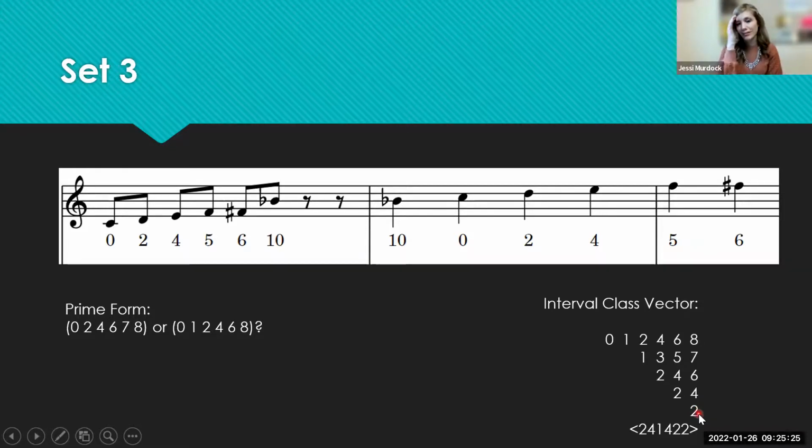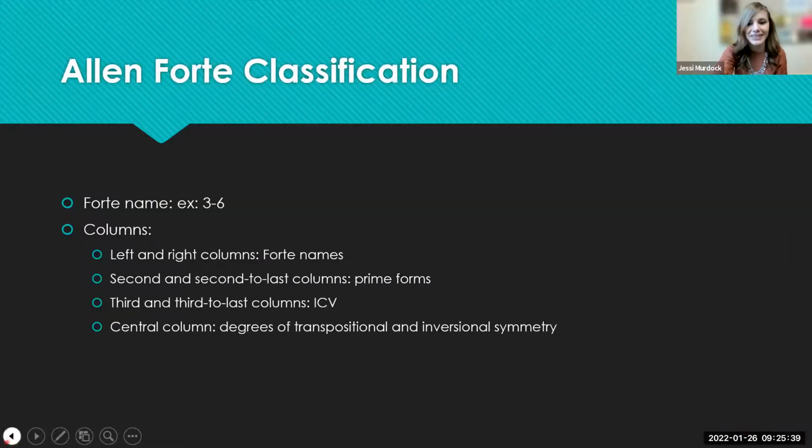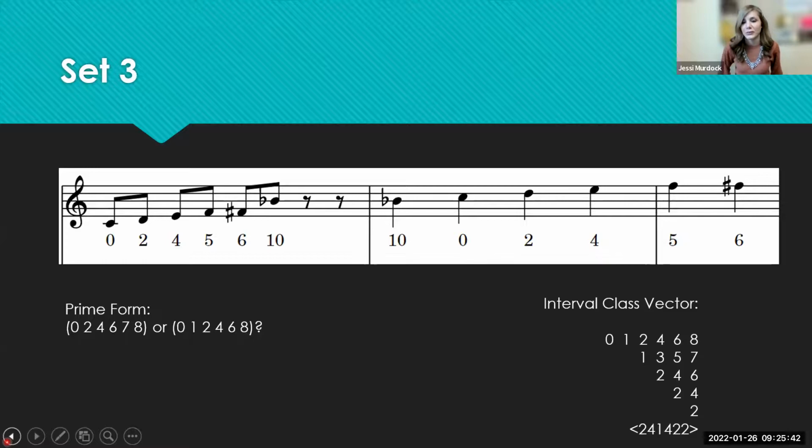Okay. All right, now when we figure out this vector, we this time have numbers that are larger than 6, right? But there's only 6 spots in our interval class vector. So we're going to have to consider the inversions too, which you can figure out pretty easily by just subtracting that larger number from 12. So for 8, it's going to be the same as interval class 4. The way you can figure that out is 12 minus 8, and that gives you 4. So the 7, then, 12 minus 7 is 5. So that 7 is actually going to be interval class 5.